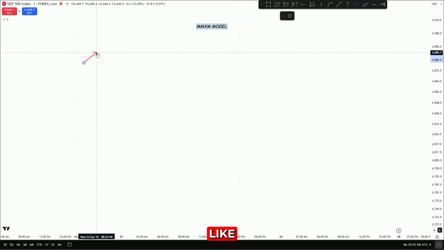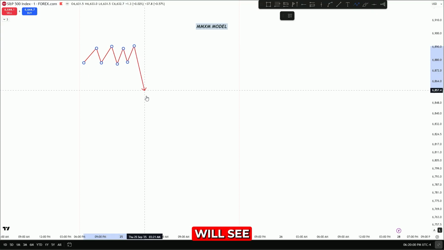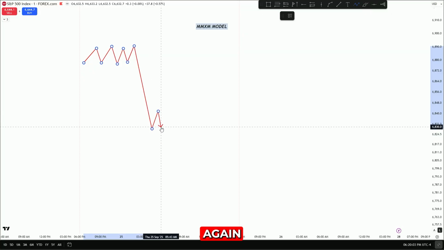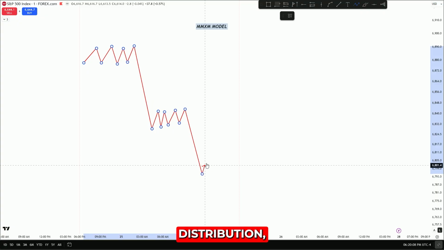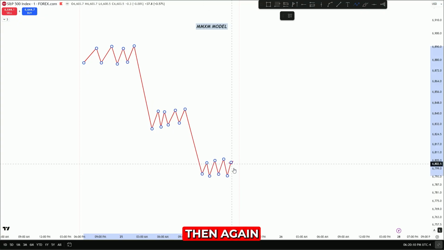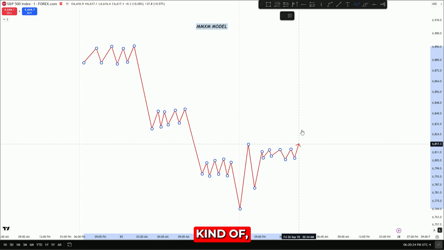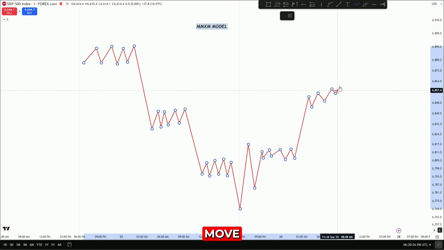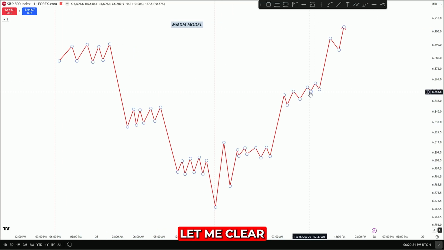Now, how will the market work? Something like this. You will see some sort of accumulation, some sort of distribution, again accumulation, then again a distribution, then again accumulation. But this time, instead of accumulation, you're gonna see a reversal, or some sort of smart money reversal, and then you're gonna do this kind of move.